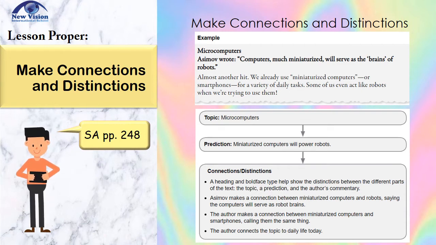A heading and boldface type help show the distinctions between the different parts of the text, the topic, a prediction, and the author's commentary. Asimov makes a connection between miniaturized computers and robots, saying that computers will serve as robots' brains. The author makes a connection between miniaturized computers and smartphones, calling them the same thing. And the author connects the topic to daily life today.